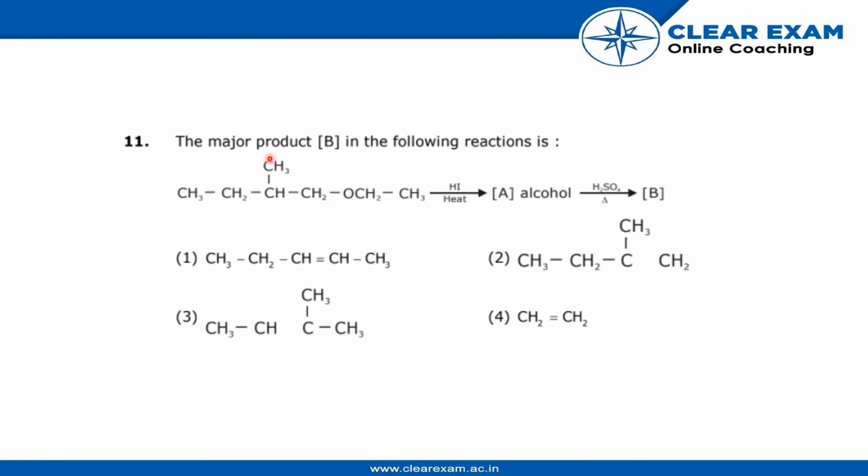So the question is: the major product B in the following reaction is? So this is the reaction. It will be first treated with hydrogen iodide in the presence of heat. It will produce A, which is an alcohol, and then it will be further treated with sulfuric acid, and then the product B will be formed. And these are the options. So let's now check the solution.